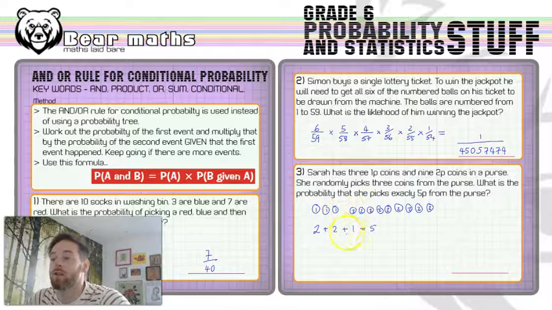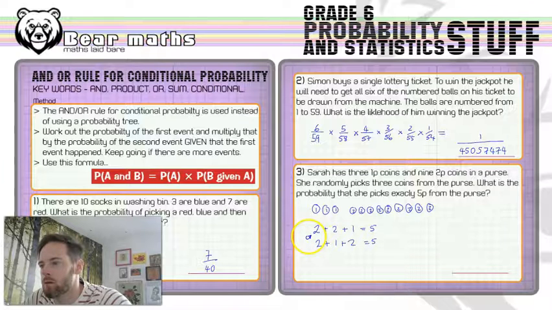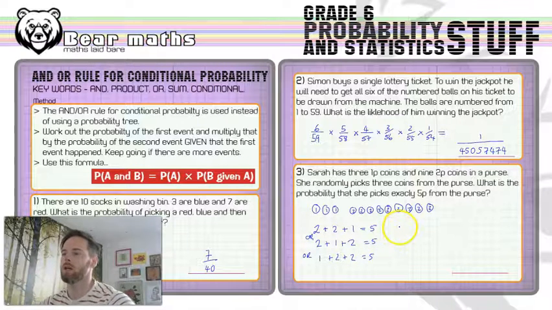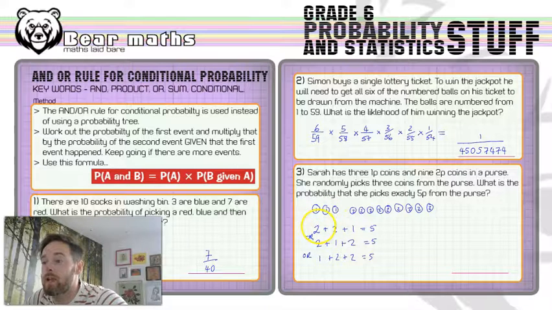But it doesn't necessarily have to be in that order. You could have done a 2p, then a 1p, then a 2p. That's going to give you 5p. All right, so I'm just going to put all those there. Or you could have done the 1p first, and then the 2p, and then the 2p, and we could have got 5p. Okay, so what's the probability that we're going to pick out a 2p first?